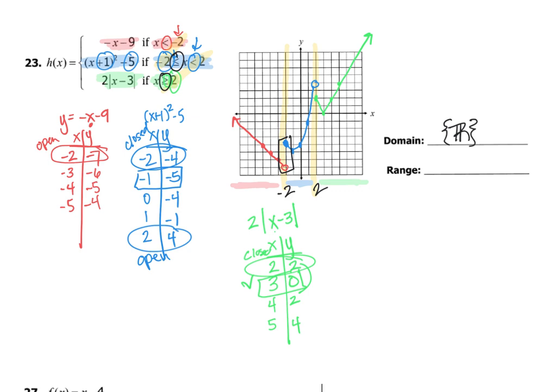Now, what about our range? Do we have a highest or lowest point? Notice we won't ever have a highest point because these arrows here are headed up forever. So my lowest point is going to be down here at -7.